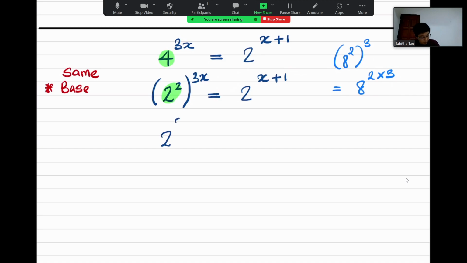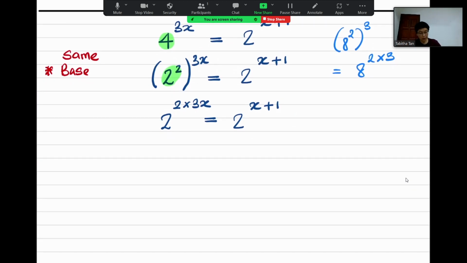Okay, that will make it this way: 2, this power of 2, now we're going to multiply with the 3x. See that? And again, the right hand side, nothing much we need to do, so we're just going to copy and paste it there. Now you notice that both of them have the same base. This is the convenience that we see. You got base 2 and I also got base 2.